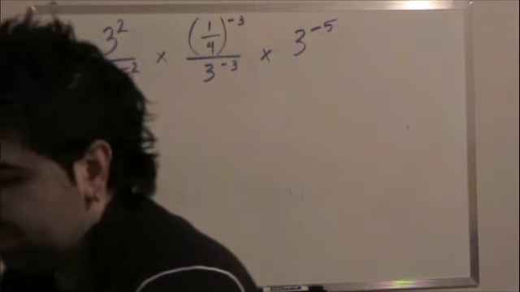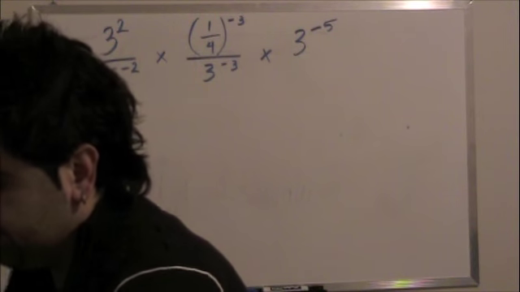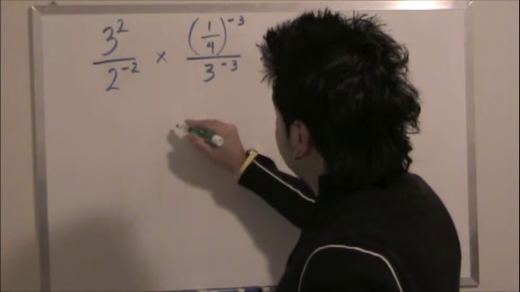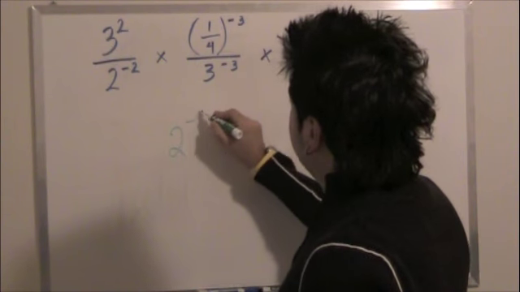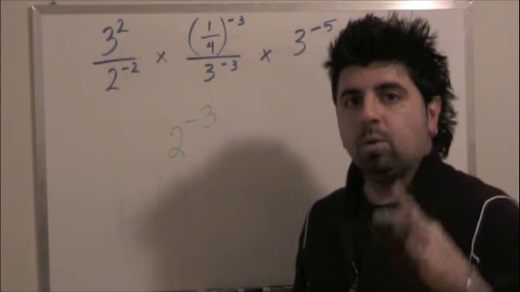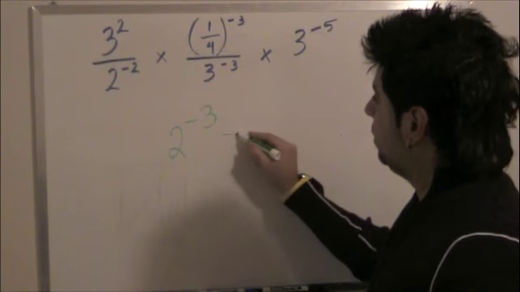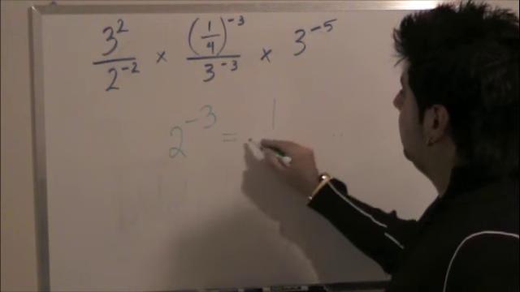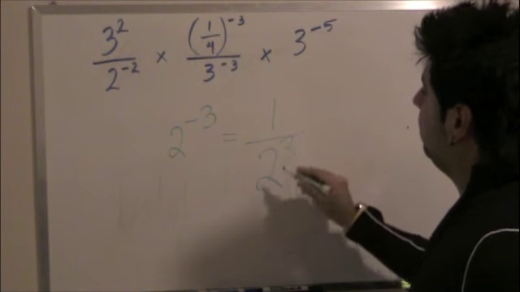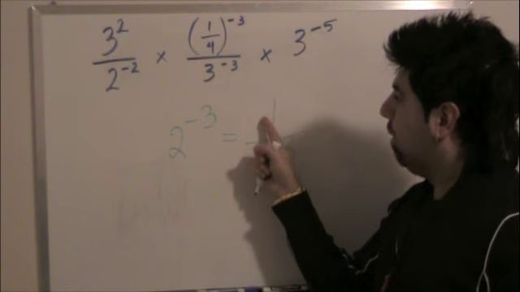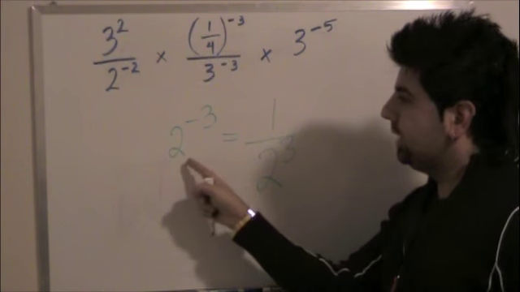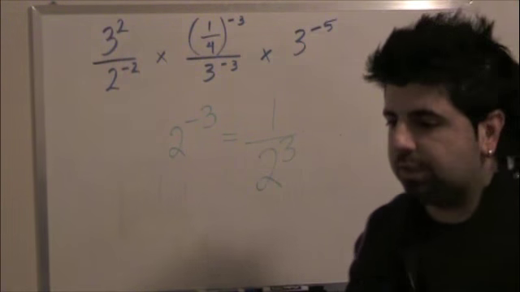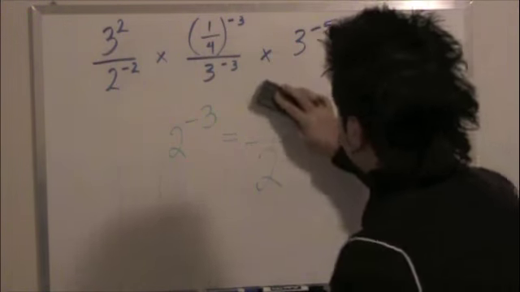One of the first rules that I'm going to talk about before I actually go into this question is the following. Anytime you have a negative exponent, let's look at an example like 2 to the power of negative 3. In order to get rid of this negative 3 exponent, put it underneath the number 1. So you have 1 over 2 to the power of 3 is another way of writing 2 to the power of negative 3.